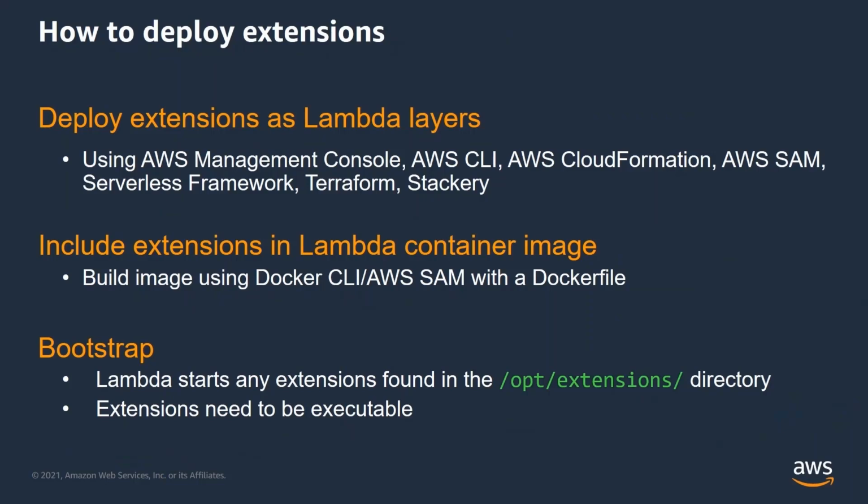For functions deployed as container images, you include the extensions within the function image within the Dockerfile, and you can also create shareable extension container images. When Lambda then starts up the execution environment for each Lambda function, it searches the /opt/extensions directory and starts any extensions found, and the extensions do need to be executable for this to work.